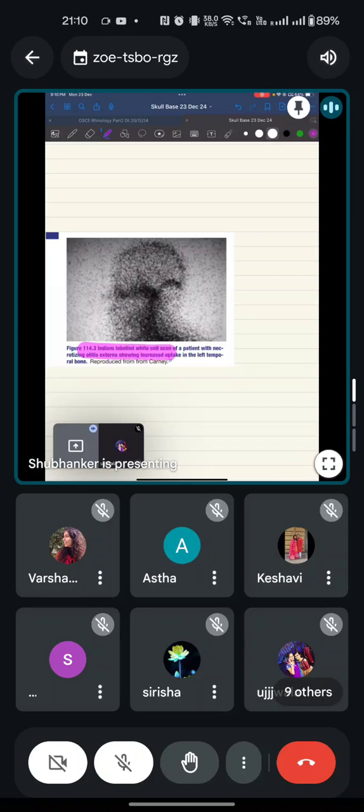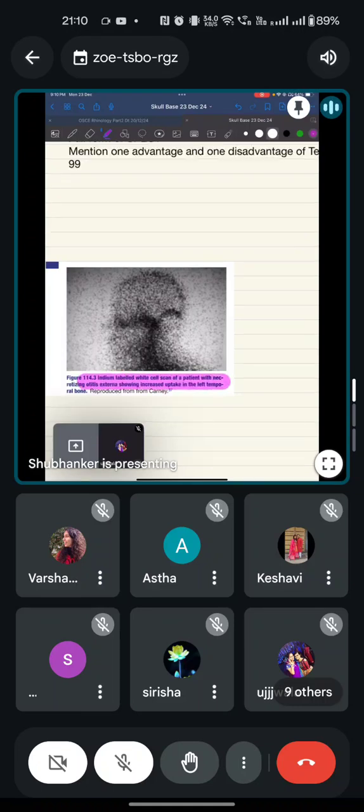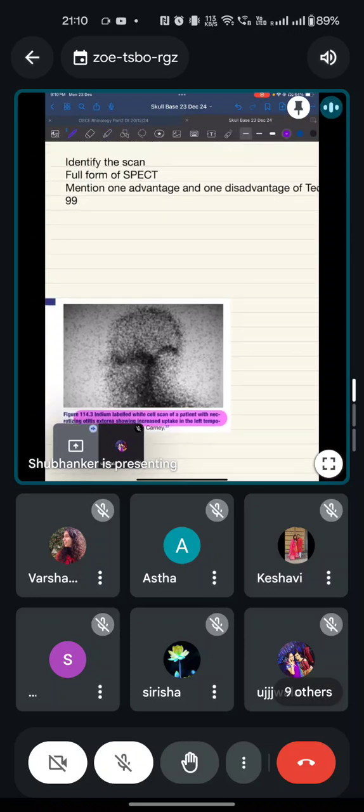This is an indium labeled white cell scan. Just remember the importance of the indium scan. The answer will be indium 111 labeled leukocyte scintigraphy. That is the full answer; if you want the full 1 mark, you have to answer this. Second, what is the full form of SPECT? We have already seen it: single photon emission computed tomography. We saw it in the previous slide.